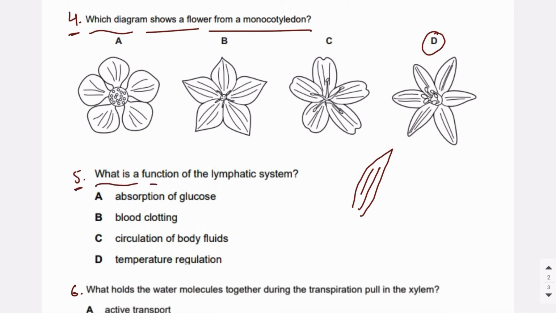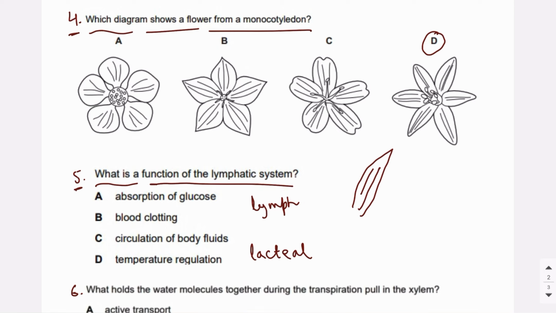Let's move on to MCQ number 5. What is the function of the lymphatic system? Guys, the lymphatic system consists of tubes which carry a fluid called lymph. Just like we have blood vessels which carry blood, we have lymph vessels, or lymphatic vessels, which carry lymph. One example of a lymphatic vessel is the lacteal, that is found in the villi of the small intestine.